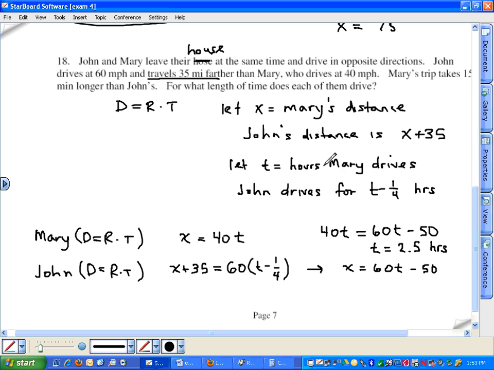Remember, t is how long Mary drives. So if Mary drives for 2.5 hours, John drives 15 minutes less than that. So Mary is 2.5 hours. John then drives 15 minutes less than that, which is 2.25 hours.